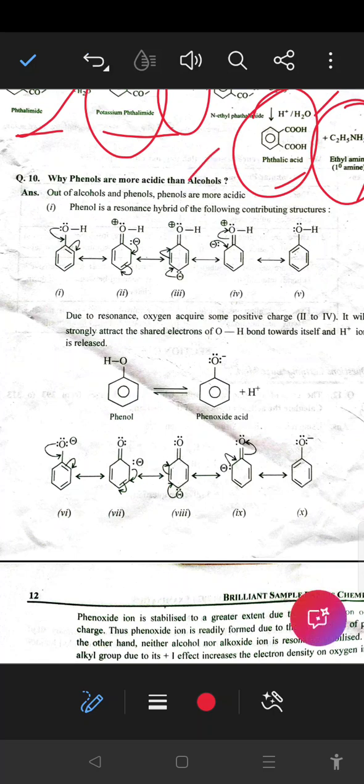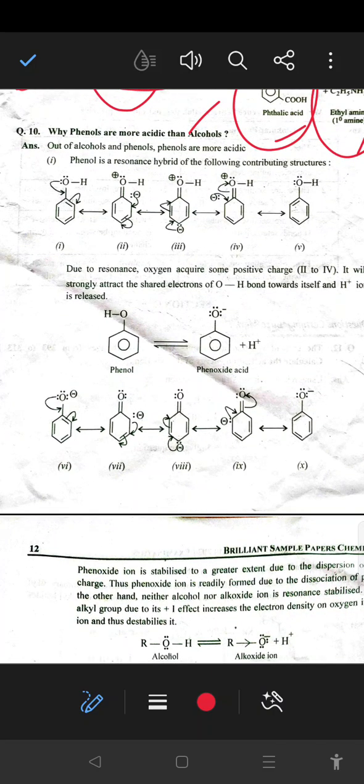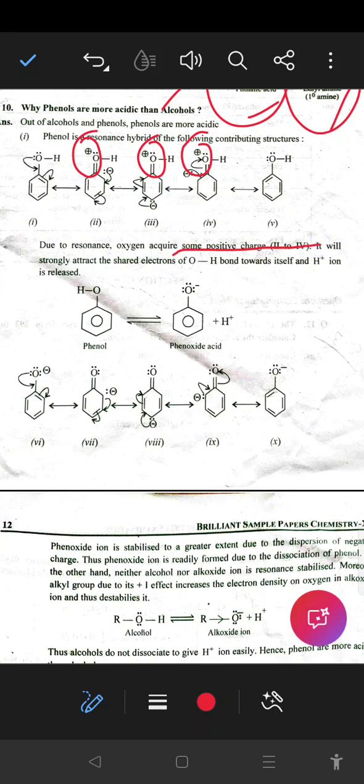Next, why are phenols more acidic than alcohols? The acidic nature of phenol and alcohol is based upon their structure. Phenol shows different resonating structures, and due to the resonating structure, oxygen shows a positive charge, so hydrogen can easily be replaced. Due to the resonance, oxygen acquires some positive charge, and it strongly attracts the shared electrons of the OH bond toward itself, and H positive ion is released.